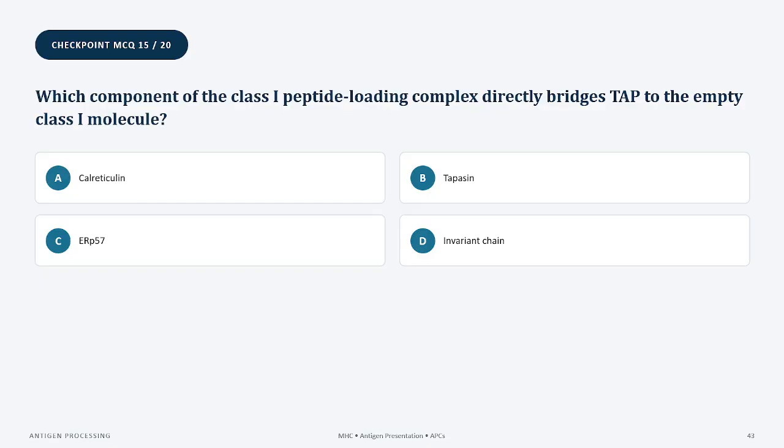The next one says, which component of the class 1 peptide loading complex directly bridges TAP to the empty class 1 molecule?